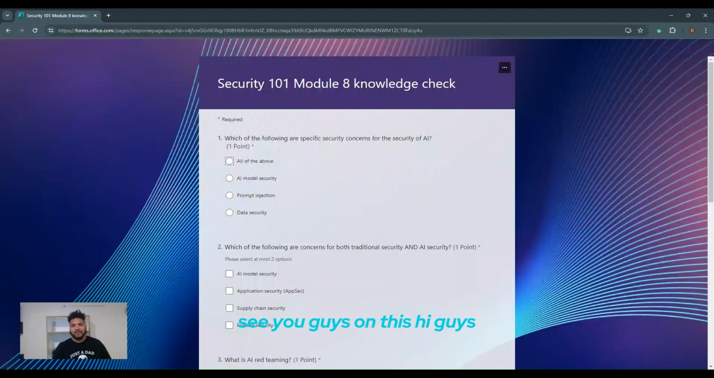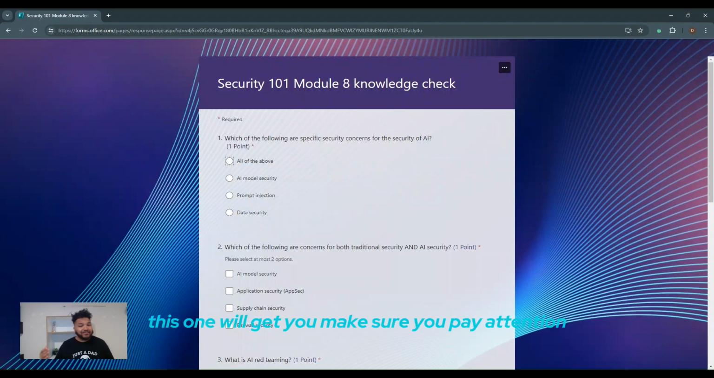See you guys in this. All right, guys. Unfortunately, we closed out module 8, the last section, with another 4 out of 5. I'm gonna tell you right now, this one will get you. Make sure you pay attention. Don't fly through. Again, this course should take you at most maybe an hour and a half, 2 hours. But document your journey through it. Learn, write about what you learned. You should post about it because we're going to dive in. We're going to go so much deeper within all these sections.